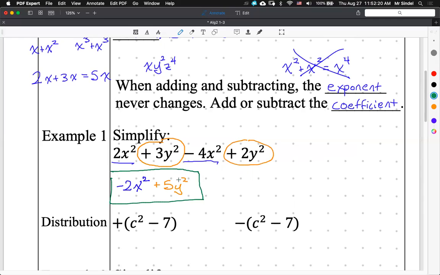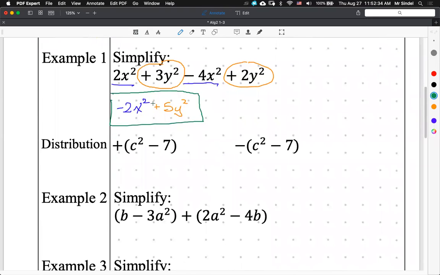Normally standard form is degree 4, then 3, then 2, then 1. If they're both the same degree, they're interchangeable. I typically do it alphabetically, so x comes before y, but you can do it in whatever order you want. You're still correct either way. This is still standard form, and if I switch these two, they're still in standard form. But just the assumption that you should always be making: always write things in standard form.